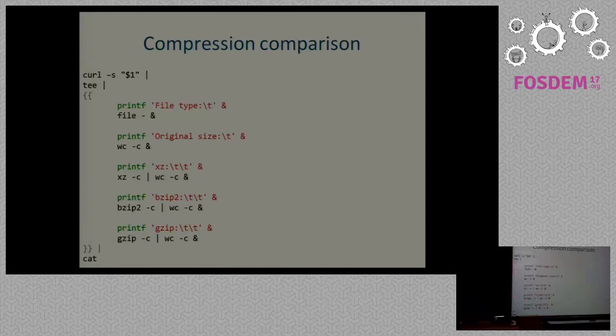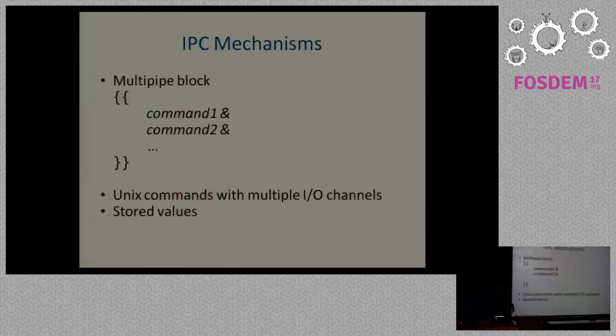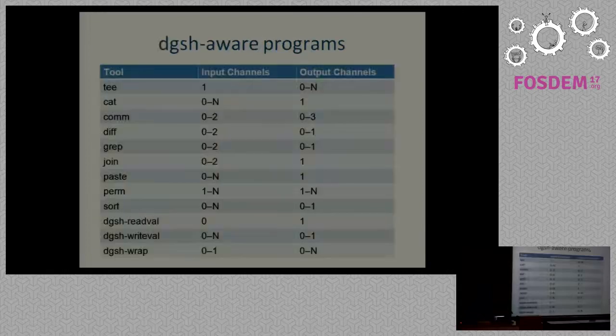So the mechanisms you have in DAGSH are, first of all, multi-pipe blocks. You can also have Unix commands with multiple input or output channels, such as cat to gather the results, or tee to fan out the result, or paste to gather the results, and also stored values as symbolic links through the graph. We've adapted a number of programs, for example, tee that can have an arbitrary number of output channels, or paste and cat that can merge together many other channels. And there are other programs that can do similar things.